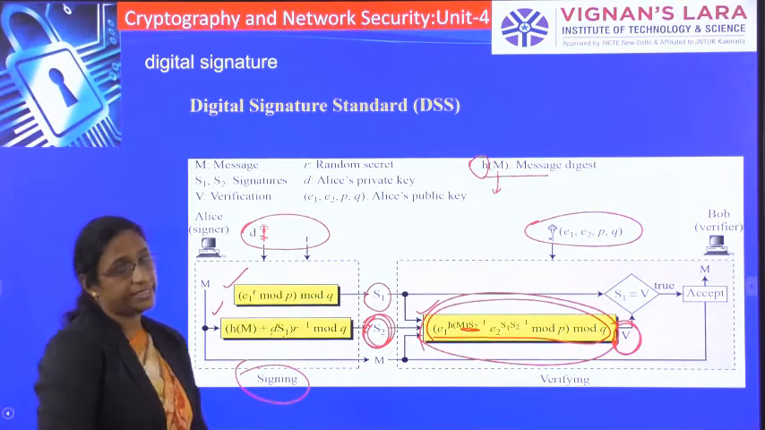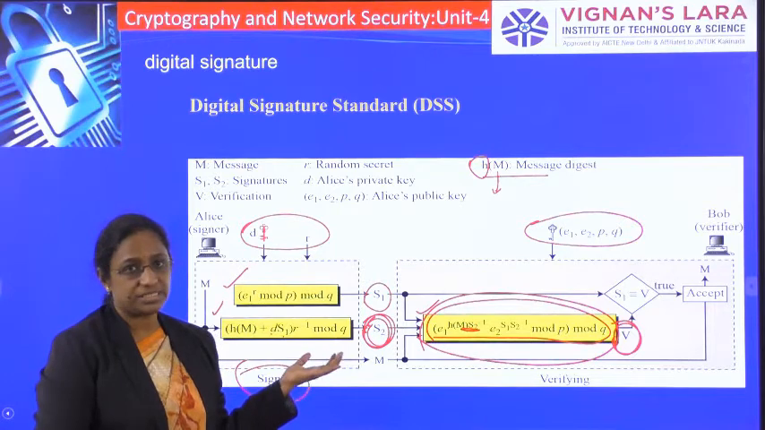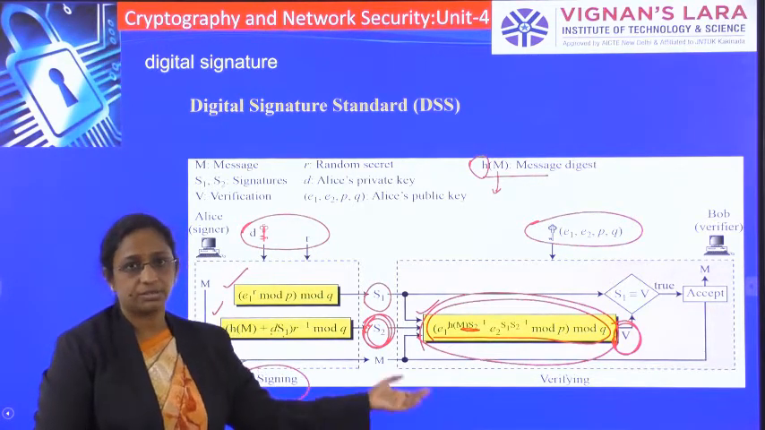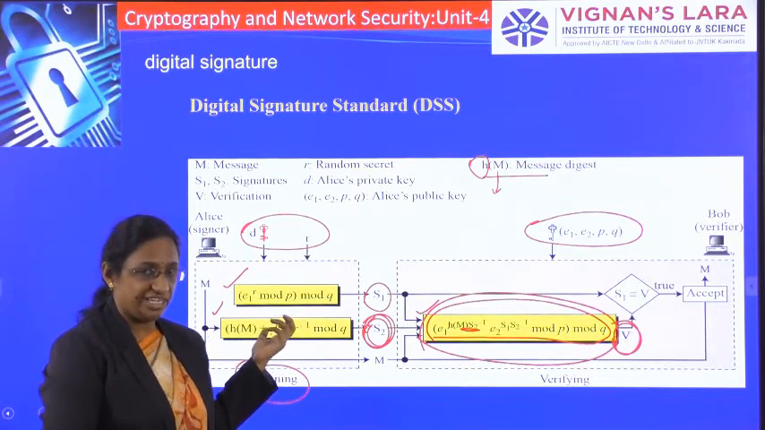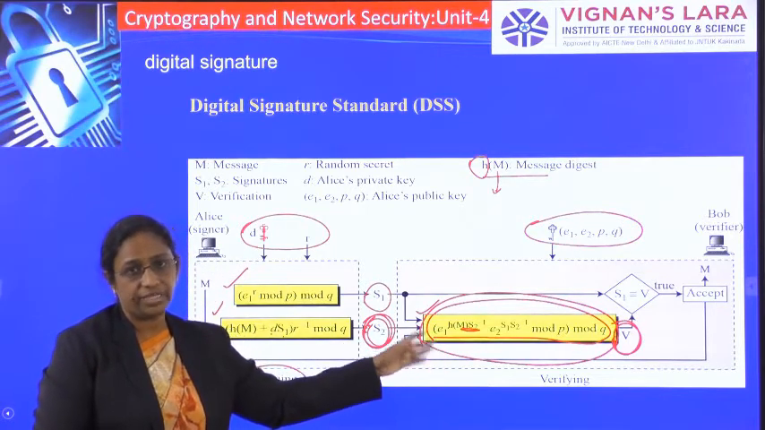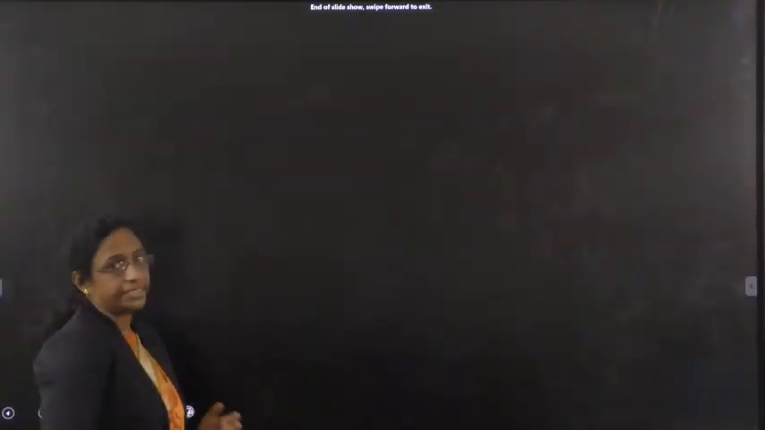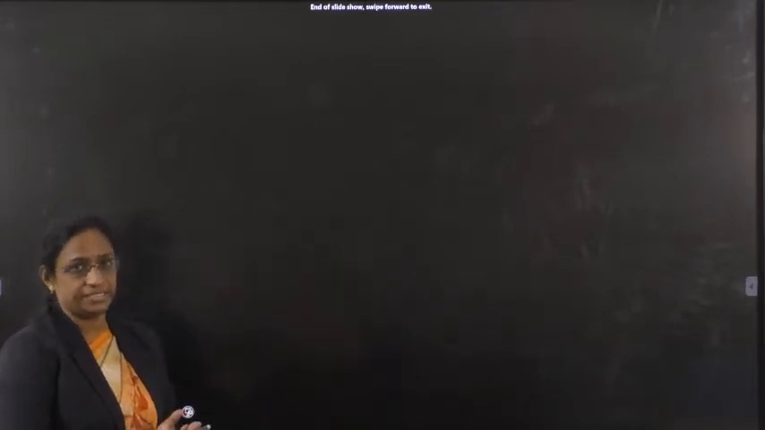Okay, so that is about the digital signature process, where the digital signature process consists of a signing process and a verifying process. The signing process takes the private key of the sender, and the verifying process takes the public key of the sender. Okay, so that is about your message authentication, message integrity, and digital signature.